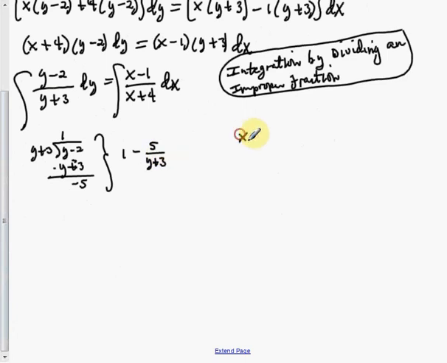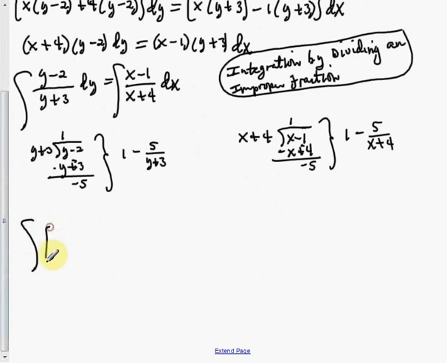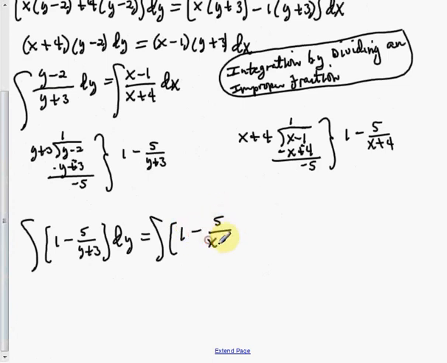So now x minus 1 divided by x plus 4 is also improper. So x plus 4 divided into x minus 1. x goes into x one time. 1 times x is x. 1 times 4 is plus 4. Draw a line, subtract. So we get minus 5 there. So this is 1 minus 5 over x plus 4. So the first integral is the integral of 1 minus 5 over y plus 3 dy, equal to the integral of the difference, 1 minus 5 over x plus 4.